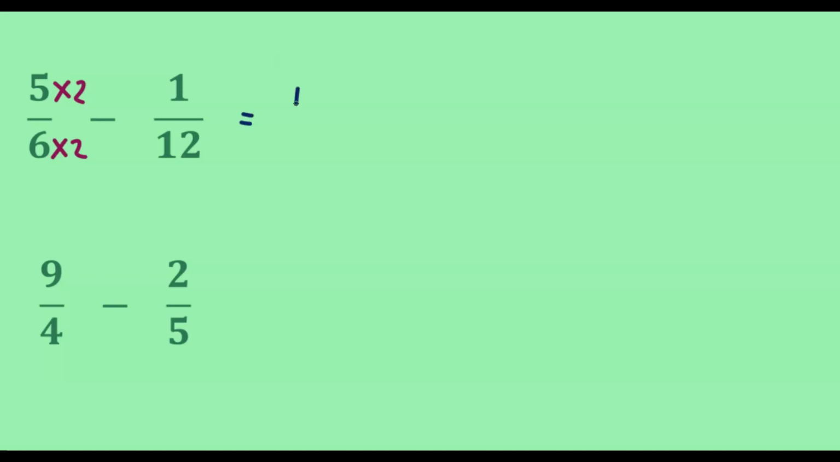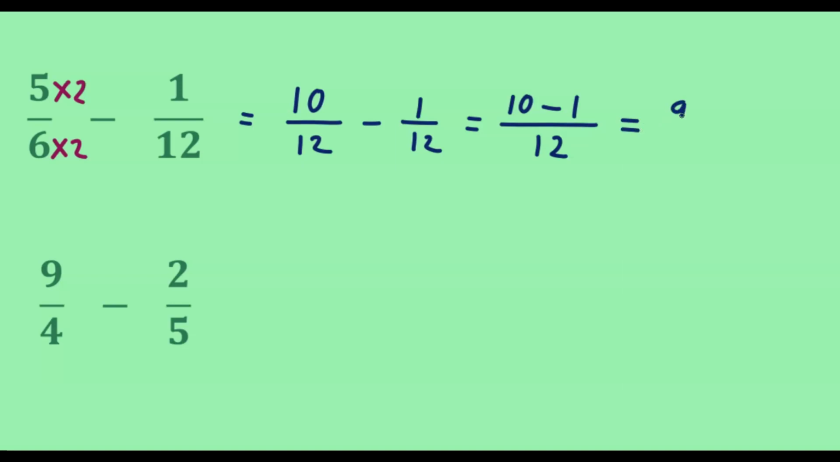So what do we end up with? We have 5 times 2, which is 10, divided by 6 times 2, which is 12, and from this we subtract 1 over 12. So we have the same denominator of 12, and so in the denominator of the resultant fraction we will have 12, and in the numerator we will subtract the numerators of the original two fractions. So we have 10 minus 1, which is 9, and we divide this by 12. Now note that the greatest common factor of 9 and 12 is 3. So we divide this numerator 9 by 3, and we divide the denominator 12 by 3 as well. And then what do we get? 9 divided by 3 is 3, and 12 divided by 3 is 4. So this is our required answer. 5 over 6 minus 1 over 12 is equal to 3 over 4.